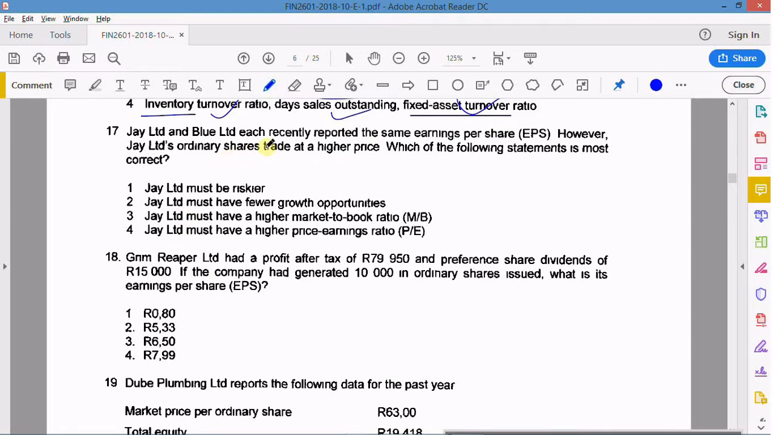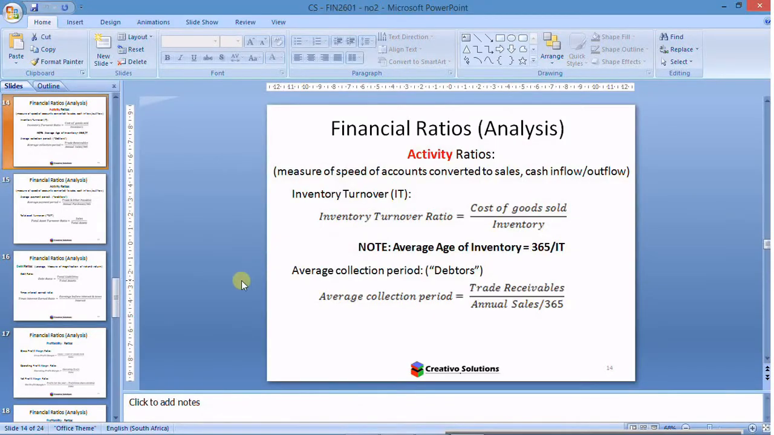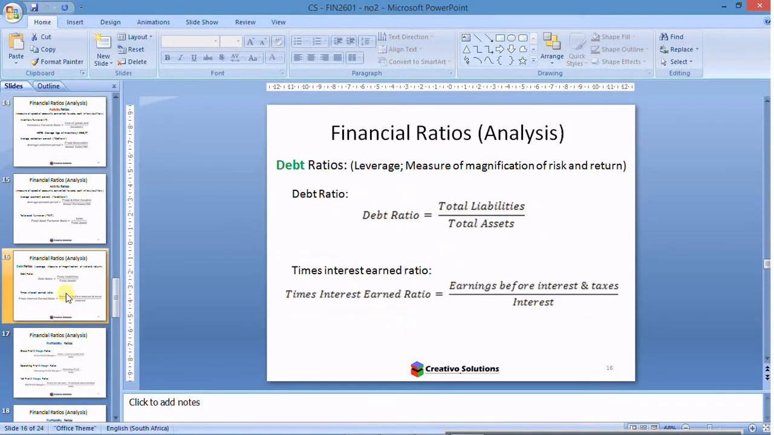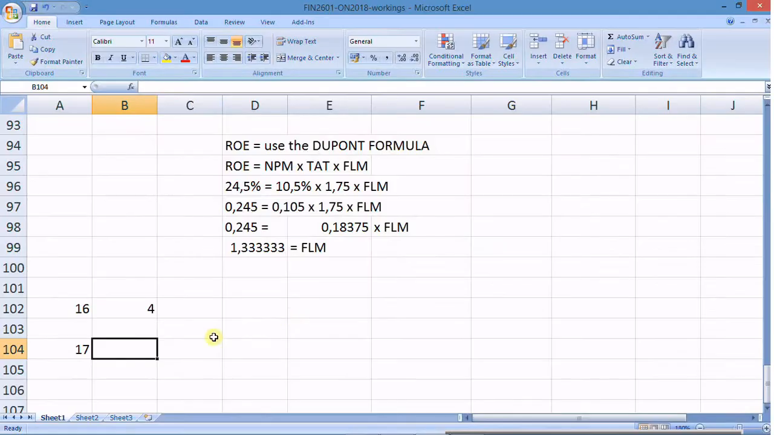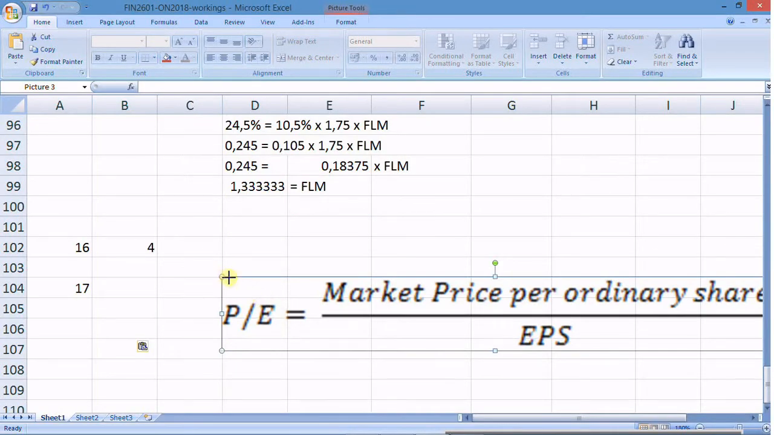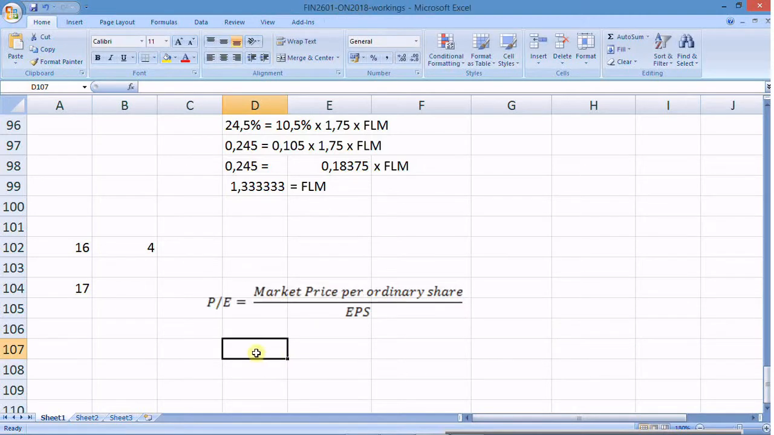Okay, J and B each recently reported the same earnings per share, EPS. However, J's ordinary shares trade at a higher price. Which of the following statements is most correct? They have the same earnings per share, but the price is different. We need to look at the PE, price and earnings per share. That's what they're talking about. The formula that has price and earnings per share is PE.